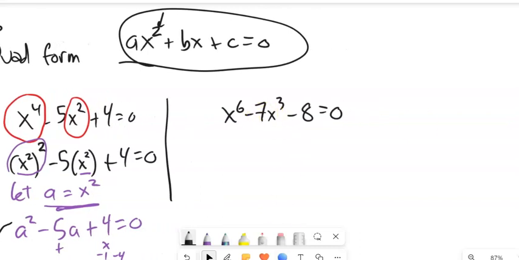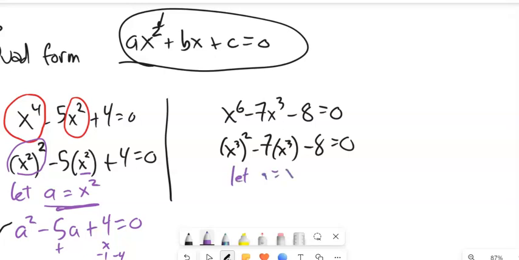So taking a look at this next one, I know it's not a quadratic, but I notice I have an x cubed, and then I have an x to the sixth, which is x cubed squared. So x to the sixth is this. How about I do my substitution again? I'll just use a. Just let a equal x cubed. Again, this is just a little trick for myself so that I can rewrite this in a more friendly form. If a is x cubed, I can rewrite this as a squared minus 7a minus 8.